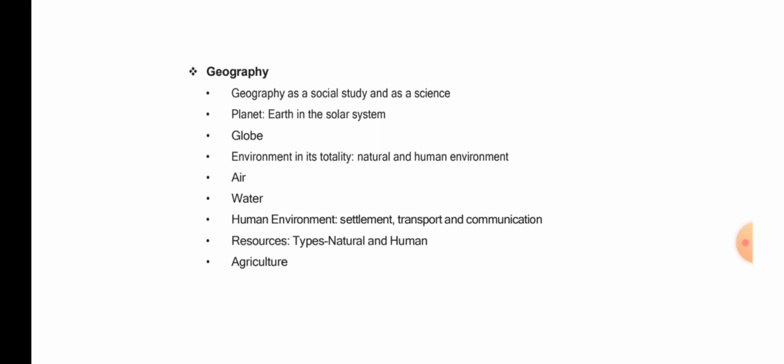Now geography. Some of you might be good at history, some of you might be good at geography, some of you might be good at civics, some of you might be good at economics. So accordingly, you please prepare yourself. Now, geography as a social study and as a science, planet, earth and its solar system, globe, environment in its totality, natural and human environment, air, water, human environment, settlement, transport and communication, resources, types, natural and human, agriculture. So, friends, if you are coming from social science background and you need any help, do comment it in the comment section and we shall try our best to solve your problem.